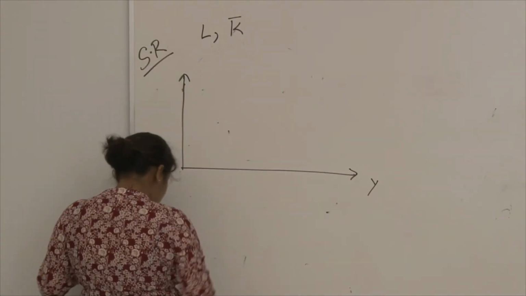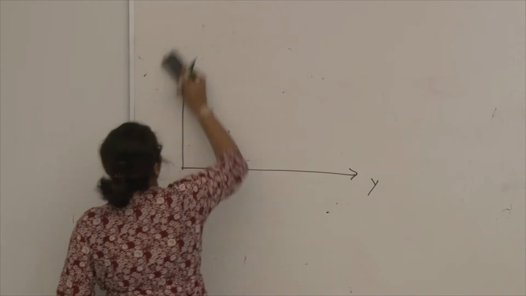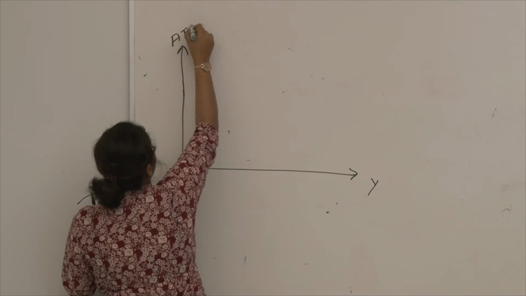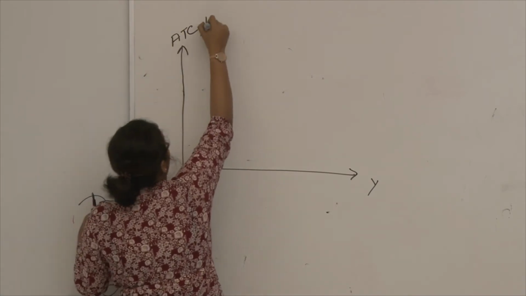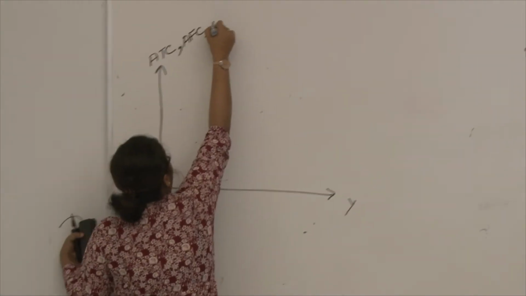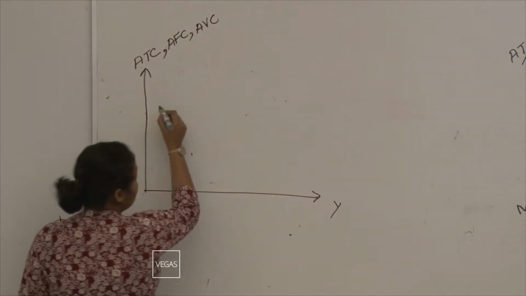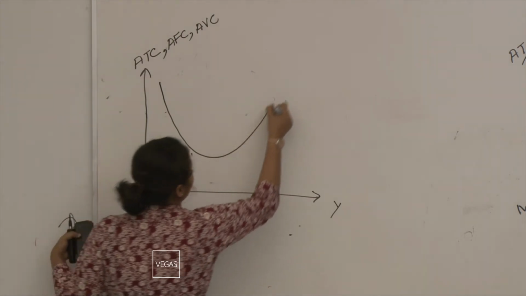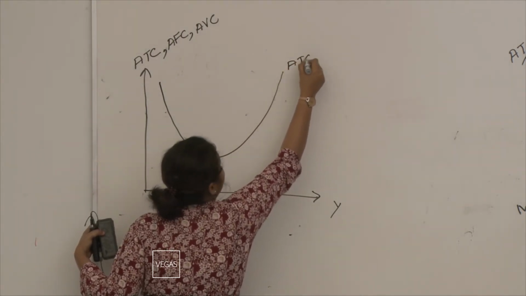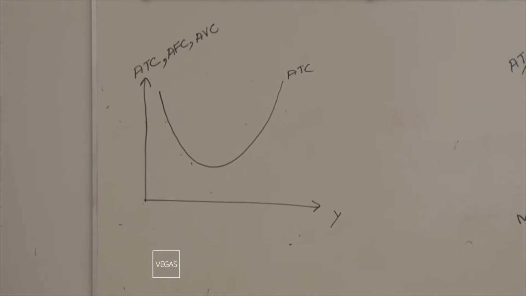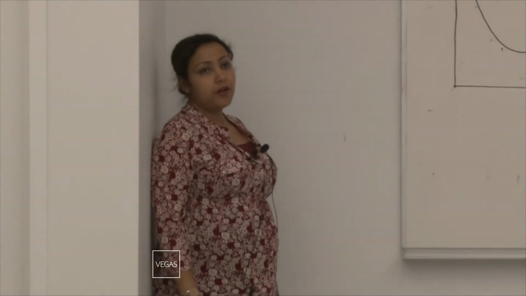Now let's say on the y-axis, instead of just measuring the average total cost, I am also measuring average fixed cost and average variable cost. They are all 3 on the y-axis. So if I draw the ATC curve, it will look like that, the U shape that I have put there, the same ATC curve.